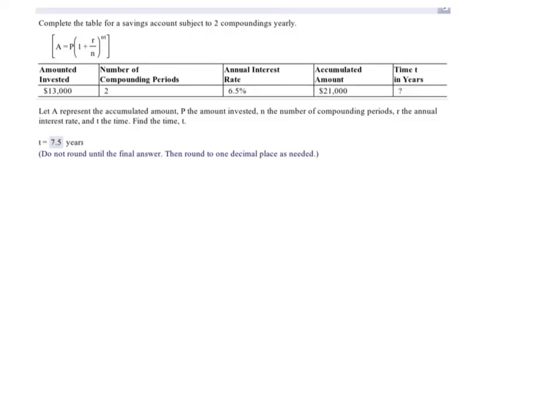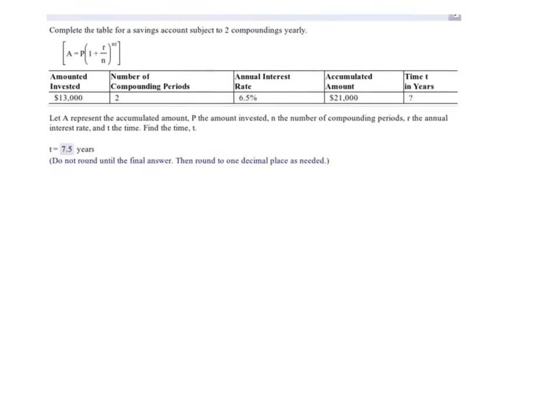Okay, this is kind of a long problem, multi-steps, but they're easy to keep track of if you make sure and show your work all along the way. So to get started here, we're trying to earn an accumulated amount of $21,000. So we want $21,000 when we're done.